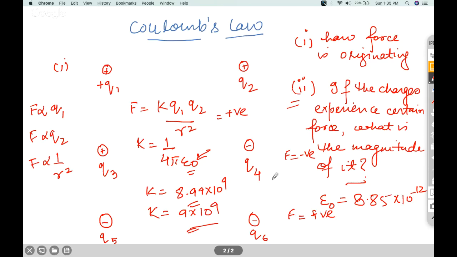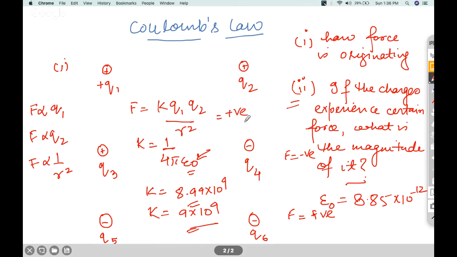Force, as we all know, is a vector quantity, and for any vector there are two properties: one is its magnitude and the second is its direction. Now I'm not bothered about magnitude here. Magnitude is anyway given by k q1 q2 divided by r square. But what do I mean by positive and negative force? It means there are two directions for these forces: one is the positive direction and one is the negative direction.